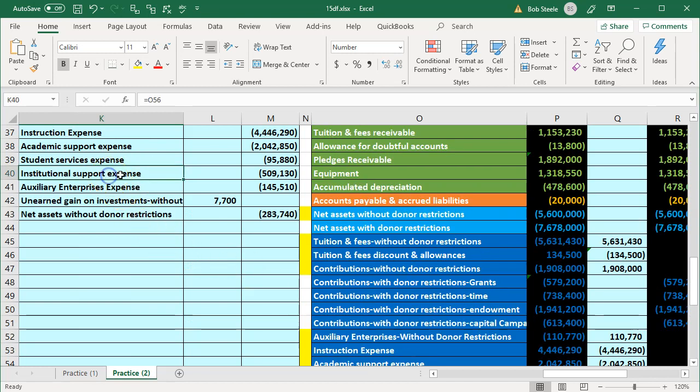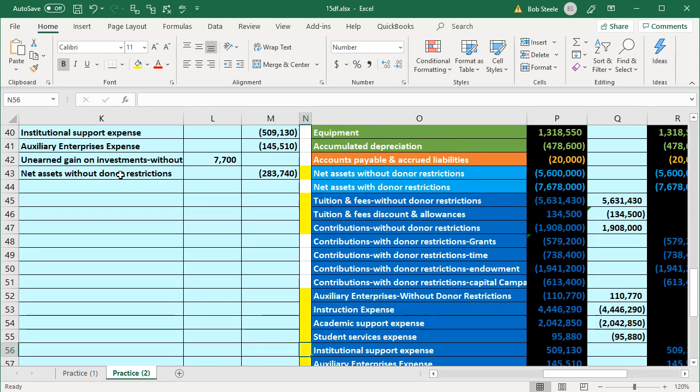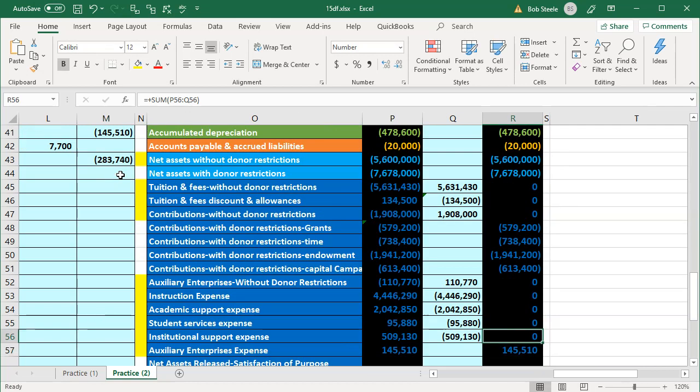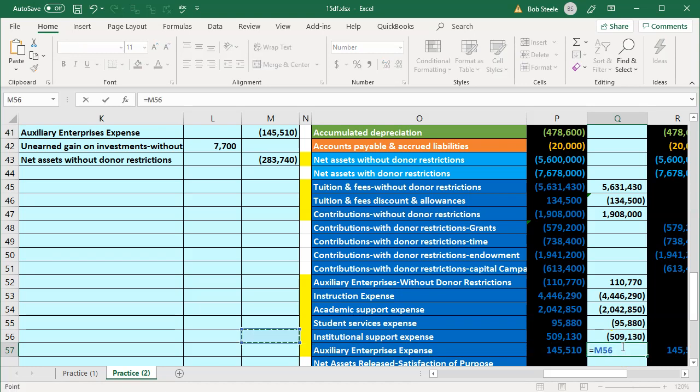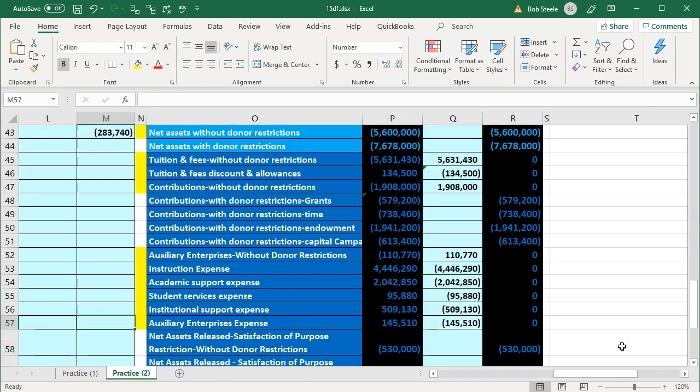And then next we've got the institutional support expense. So we'll scroll back down to the institutional support expense. That's in Q56 equals, scrolling back up to the institutional support and enter, bringing it to 0. Next is going to be the auxiliary enterprise expense. That's going to be in Q57 equals, and we'll pick up that 145,510, bringing it to 0.